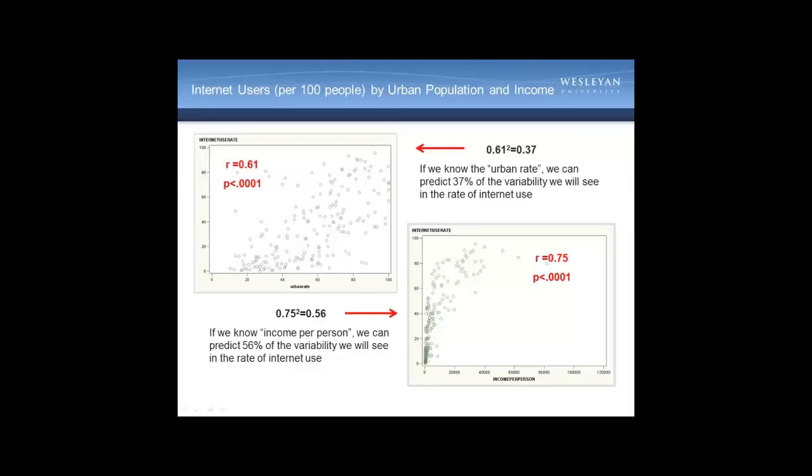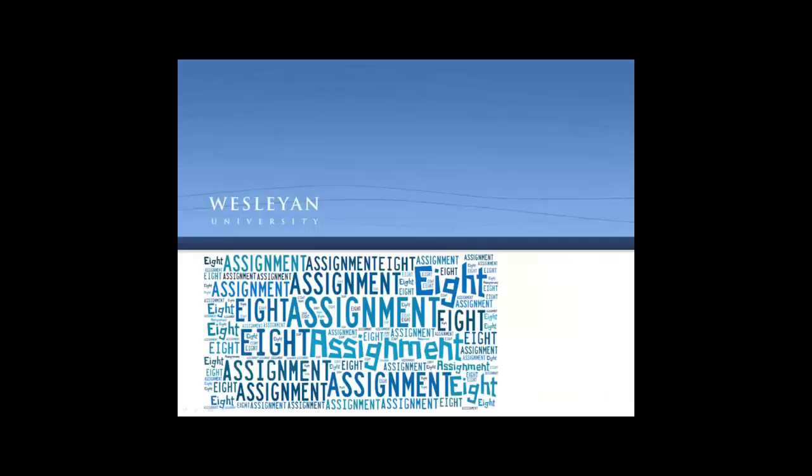Again, correlation coefficients are commonly denoted with a lowercase r, and they're squared to determine the amount of variability that can be predicted. You might be wondering how much variability in internet use rates can be predicted if we consider both urban rate and income per person. A multivariate inferential tool called multiple regression can be used to answer this question, but we won't be getting into those details here. For assignment 8, you'll be running and interpreting correlation coefficients. Enjoy.